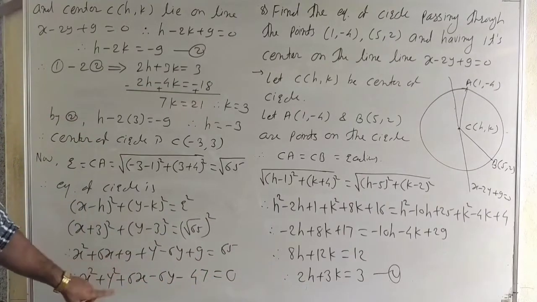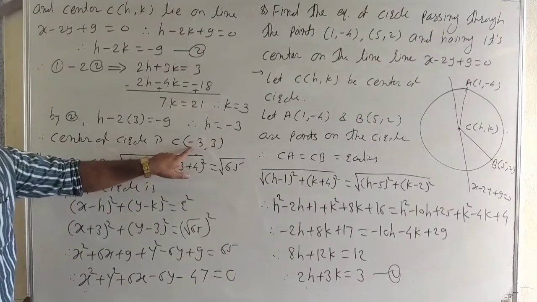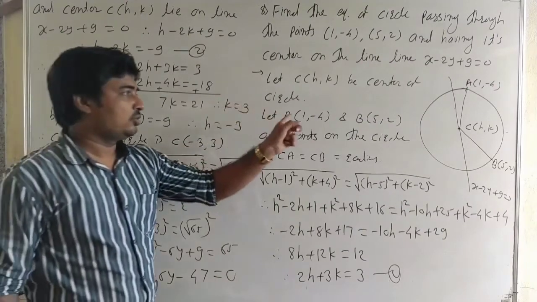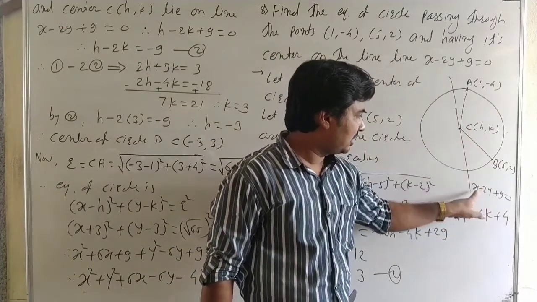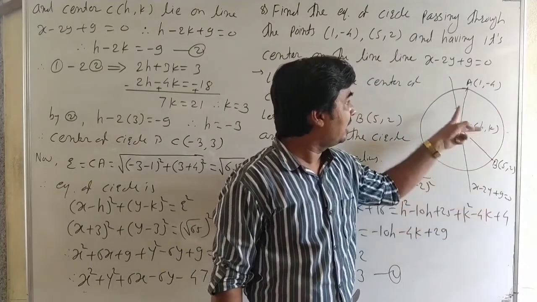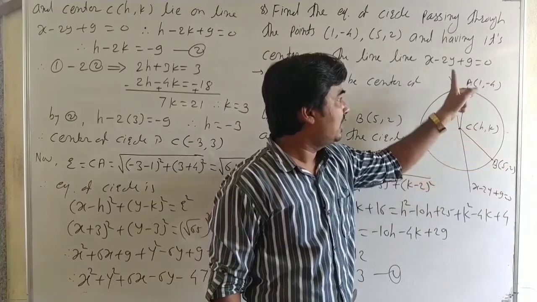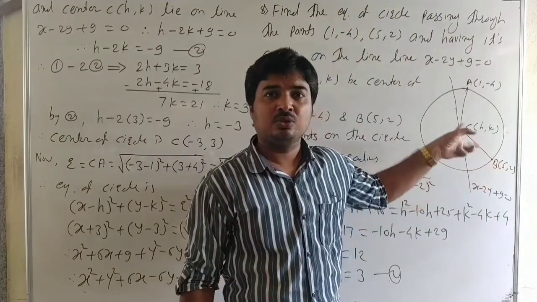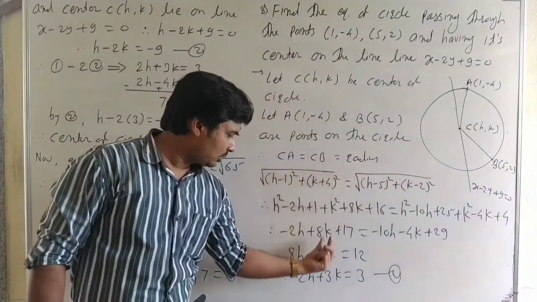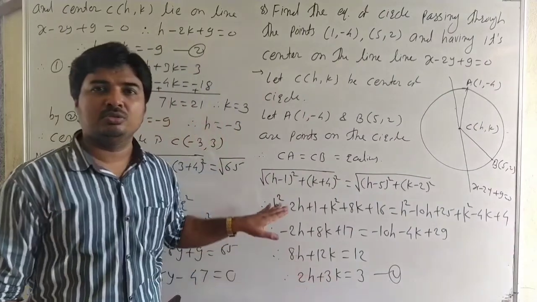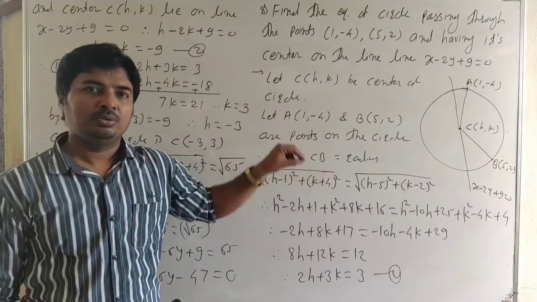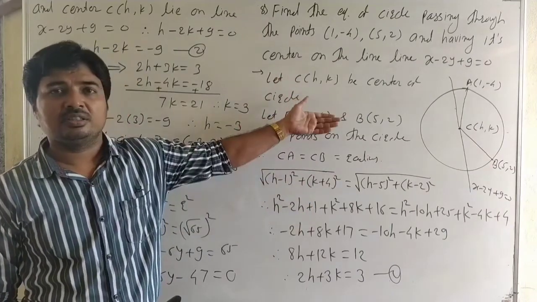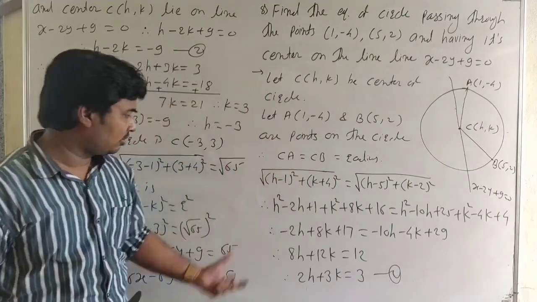Equation of circle with center and radius. The equation of a circle having its center on the line: therefore, the center is on this line, and we get one equation. And by using the distance formula, CA and CB are the radius, so CA is equal to CB, and by the distance formula we get one equation. Solving these two equations, we get h and k, which is the center. And when we find the center, we get the radius and then the equation of the circle. Check all the calculation.